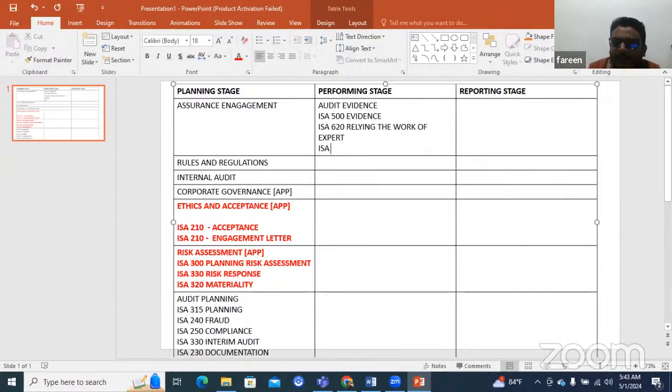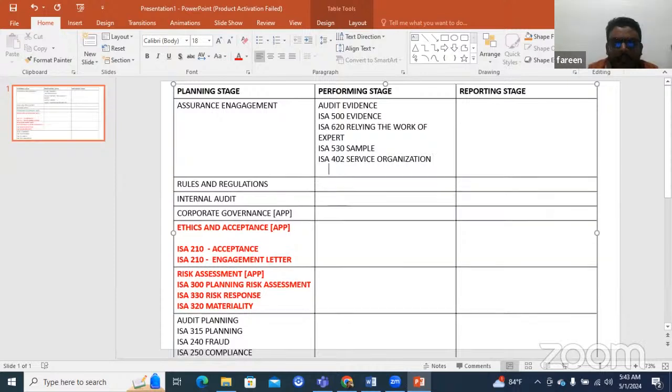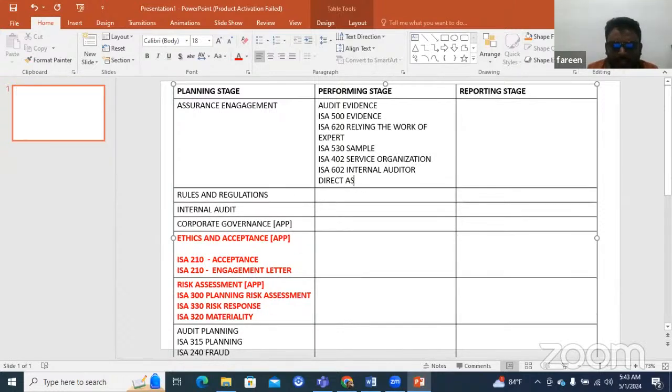And here we discuss something called ISA 530 sampling, right? I'm just recalling your memory, to see whether you are able to remember these things. And also ISA 402, that is service organization type 1 and type 2 reports, right? And also ISA 610, internal audit, relying on the work of the internal auditor. Then you might study the concept called direct assistance, internal audit direct assistance. All these things come under audit evidence.